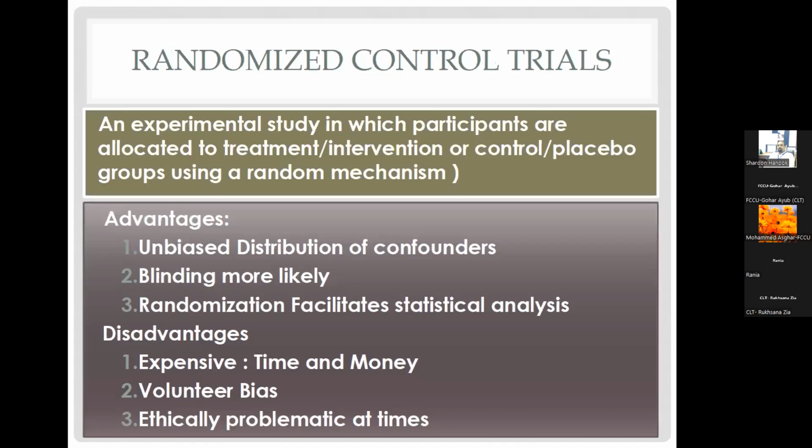So I would talk a bit about some advantages and disadvantages. An experimental study in which participants are allocated to a treatment or control, placebo group using a random mechanism, we call a randomized control trial. Randomized control trials have unbiased distribution of confounders. Blinding is more likely, and randomization facilitates statistical analysis. And these are the study designs where we can establish a causal relationship, where we can exactly tell what is the cause of what effect out there.